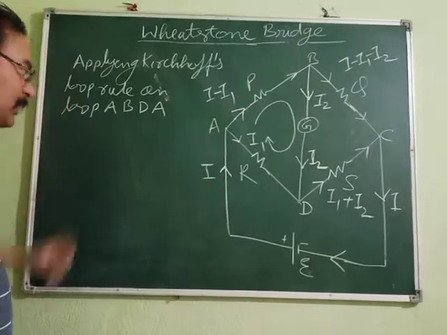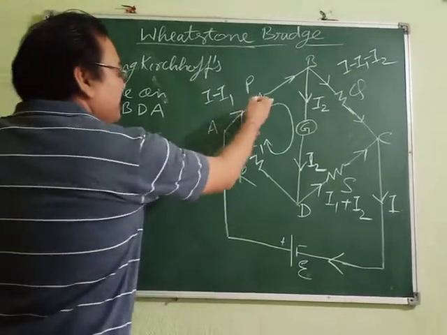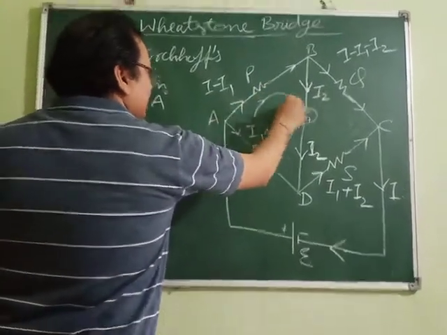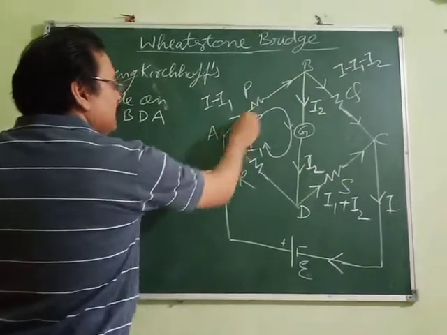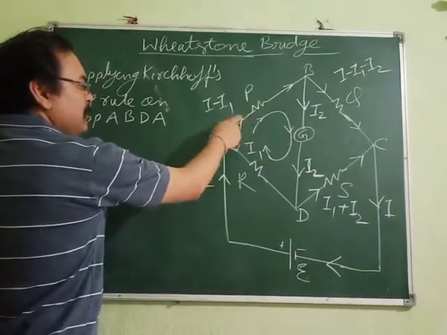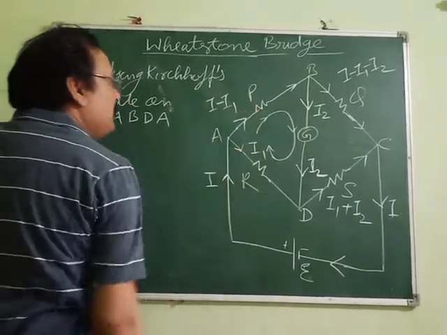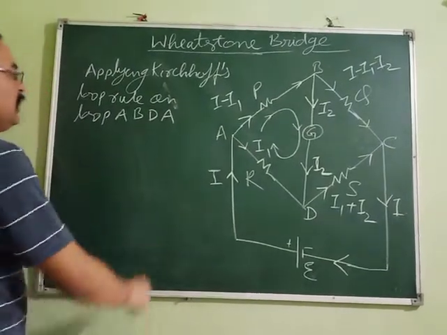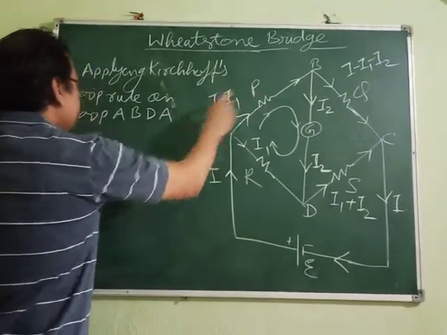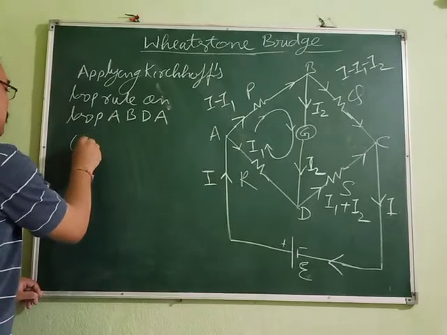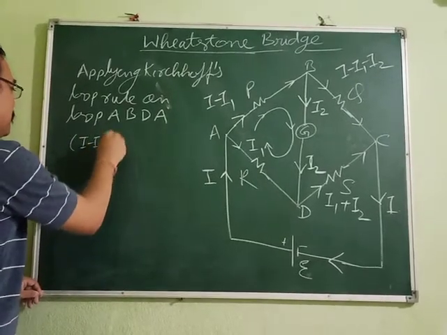Now see, while we start moving, we are crossing this resistor. So the direction of our motion and the direction of current are both the same. So the potential drop will be positive. And the current is I minus I1, the resistance is P. So we get I minus I1 into P.